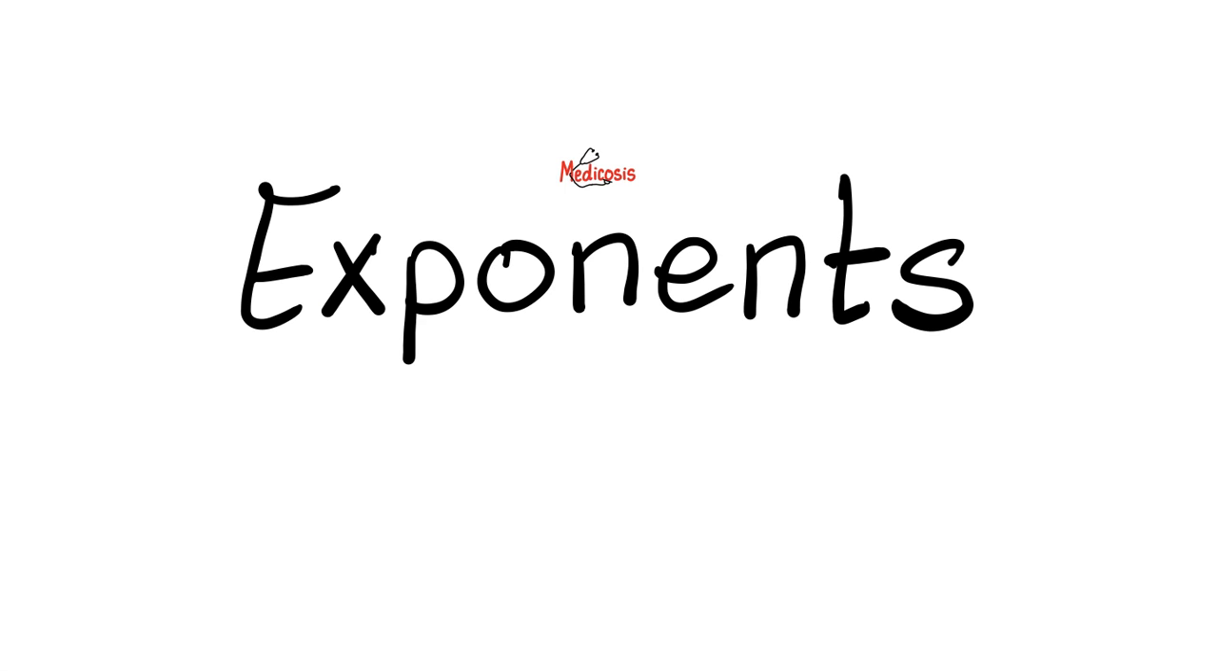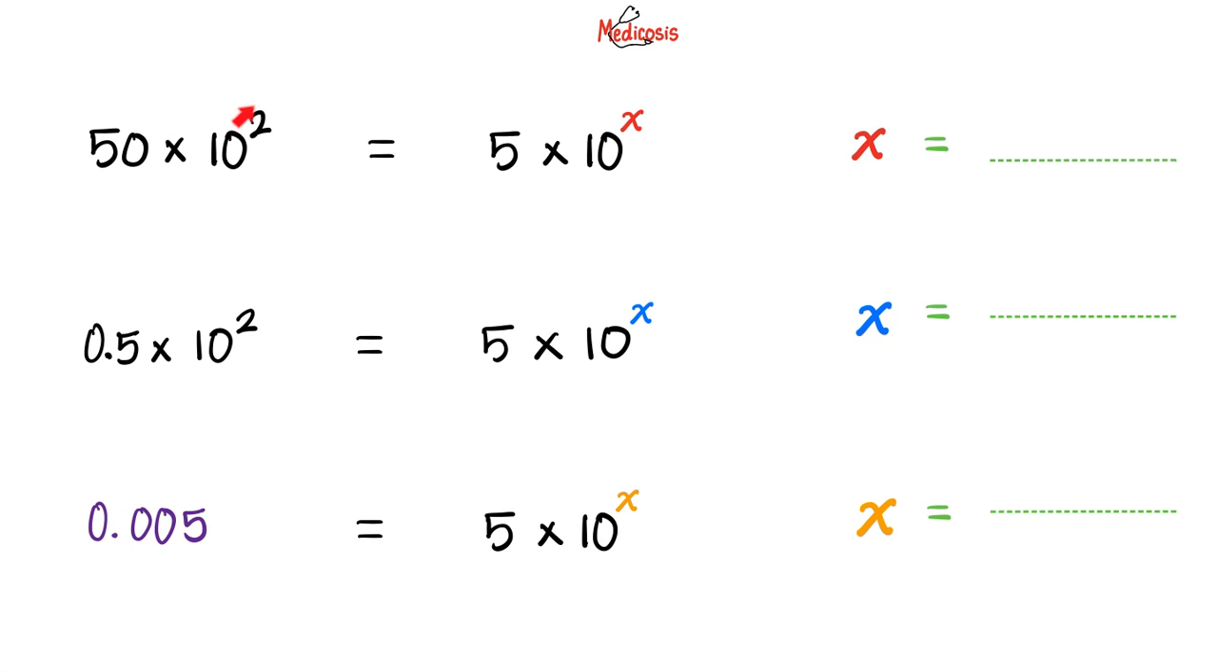Next, exponents, i.e. powers, as in 1 times 10 power 5. This is the base, this is the exponent. And this 100,000 is the result. 50 times 10 power 2 is 5 times 10 power what? Please pause.